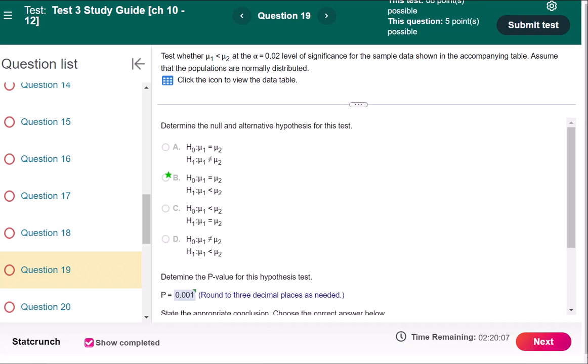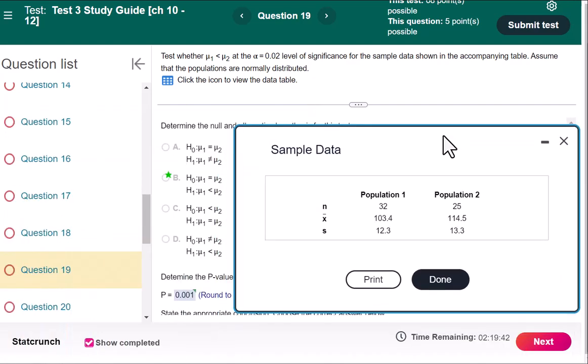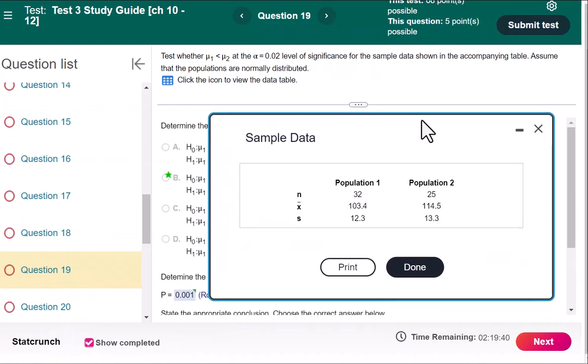Question 19. Test whether mu1 is less than mu2. When he puts mu1 and mu2, that means the samples are independent. Then he will use a two-sample t-test here. Alpha is 0.02, and he gives us some data right here. So we have the sample sizes for the two samples, the means of the two samples, and the standard deviations. So this is going to be a two-sample t-test.